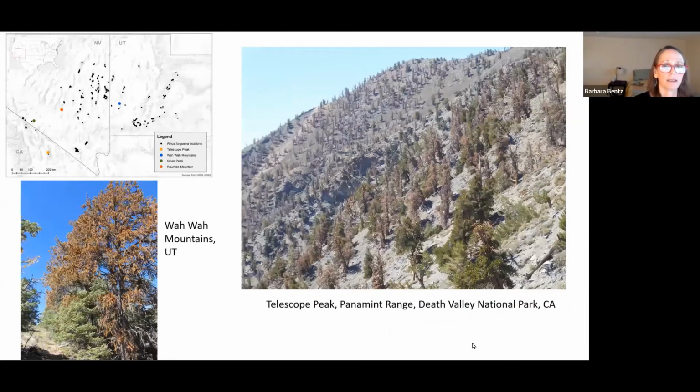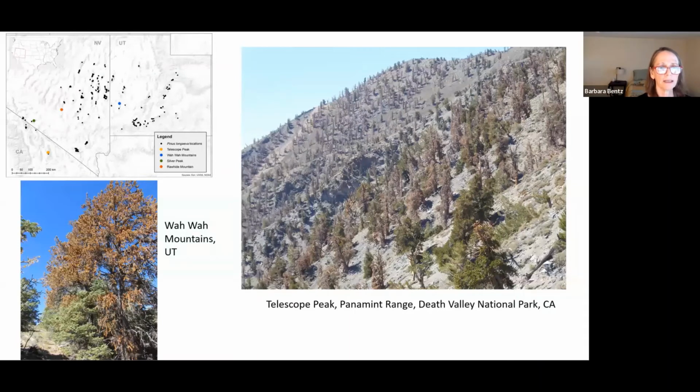But unfortunately, Great Basin bristlecone pine mortality was recently observed at 2 sites, Telescope Peak, which is in the Panamint Range within Death Valley National Park in California. It's this point here. It's actually one of the southernmost range edges of Great Basin bristlecone pine. And the second was in the Wah Wah Mountains here in western Utah.